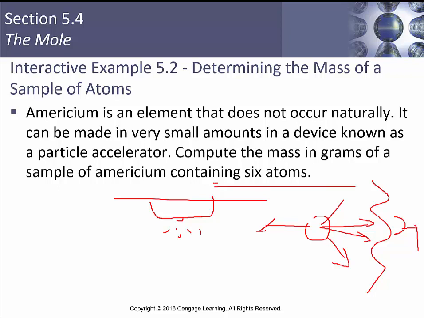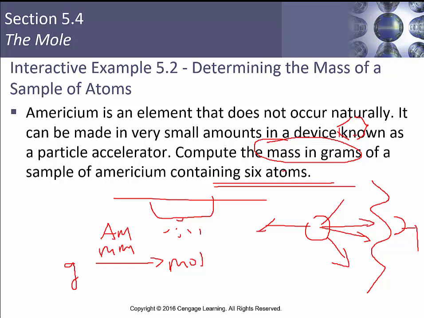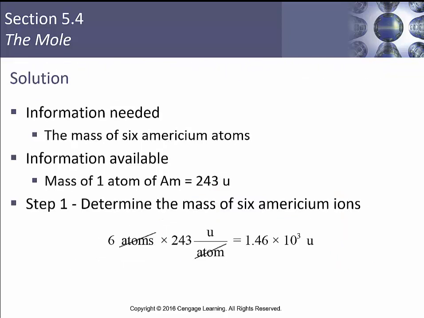So what are we given? We're given 6 atoms. We want to stop at the mass in grams. That's where we're going to stop. This is what we've been given, 6 atoms. We need our conversion factor, so we're going from grams into moles. We're going to need our molecular mass, or our atomic mass. Right, so our information is needed.